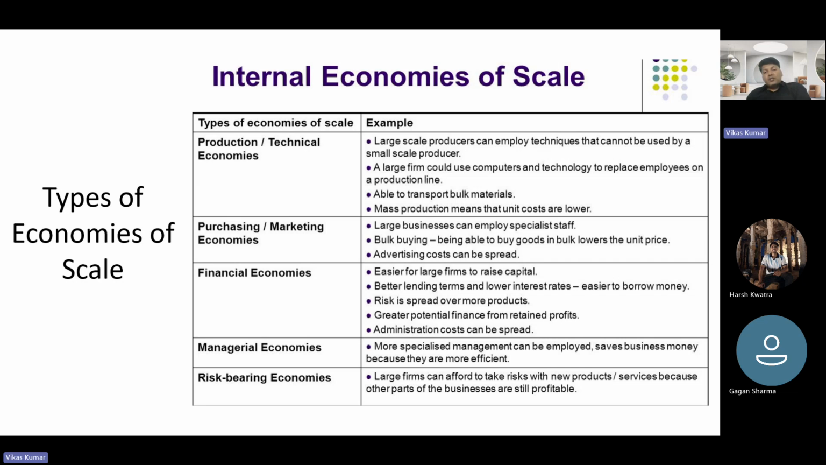So these large scale producers, large companies, are able to procure bulk material also, like they were able to procure material from the best supplier in the world, which a small scale producer does not have that much capability for. So these large scale producers are able to transport the bulk material from many countries, from where they get it with the minimum cost. Mass production means that unit costs are lower. So this is the first point with respect to economy of scale.